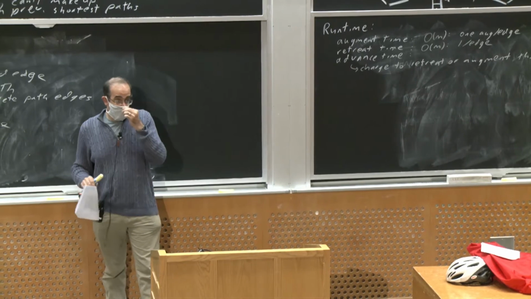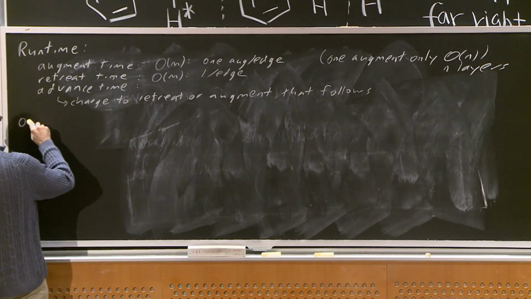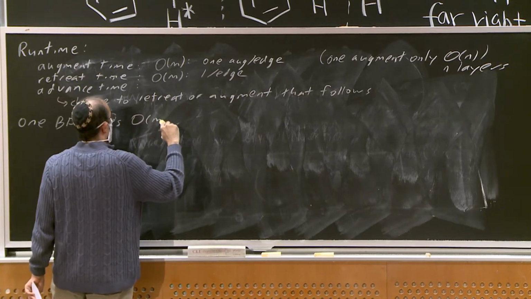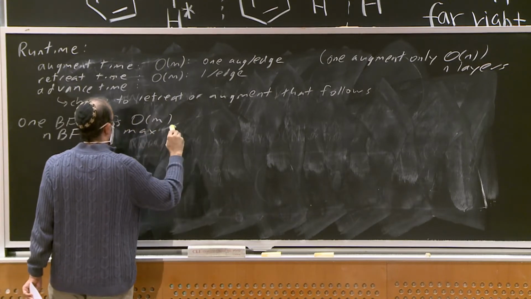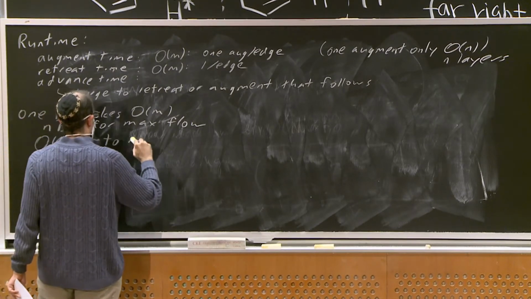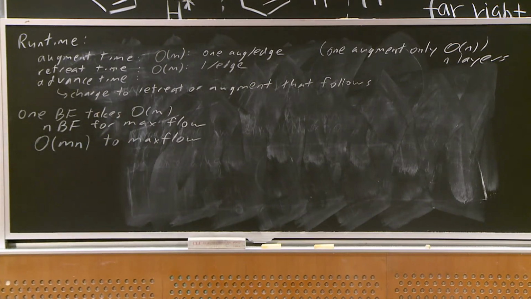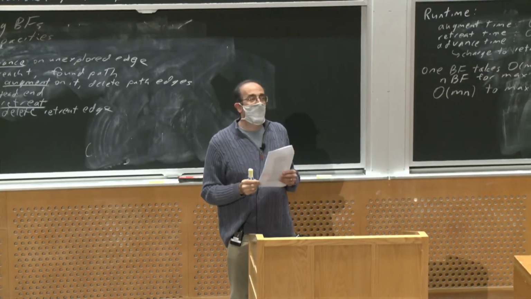So this is very nice, right? So now we can put some pieces together. One blocking flow takes order m. We need n blocking flows for a max flow. And that means it takes us overall order mn time to compute a max flow in unit capacity graphs. Any questions?